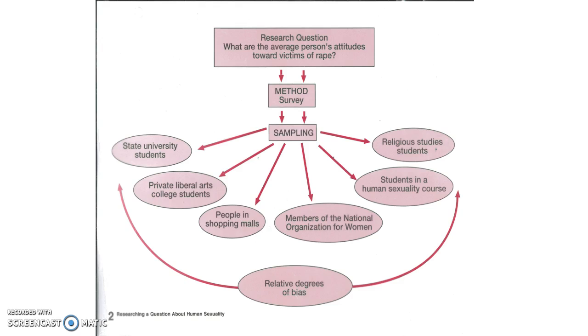Here's an example of a research question. What are the average person's attitudes toward victims of rape? So we're going to use the survey method. So we're going to randomly pull our sample to get as little bias as possible. So we'll go to state universities, we'll go to private liberal arts colleges. Not everybody goes to college, so we'll go to the shopping mall, we'll go to women's organizations, we'll go to students in a human sexuality course, and religious studies students. Now I see a big problem with this. I do not see a men's organization represented. And if you're going to do opposites of all the others, then you should do opposites of that as well. However, today probably there are women in men's organizations.